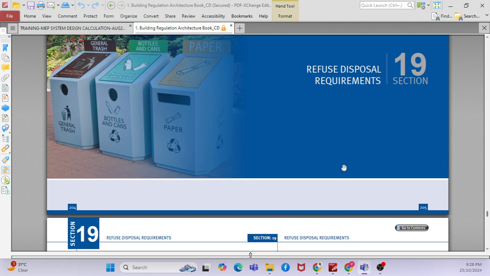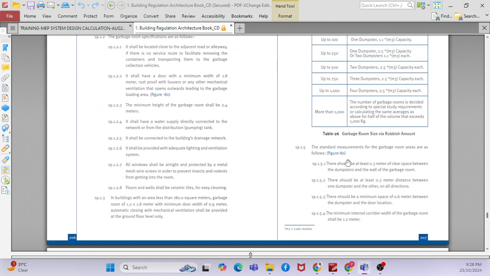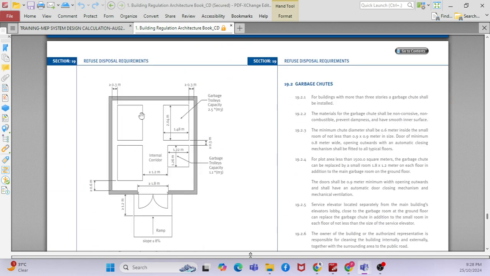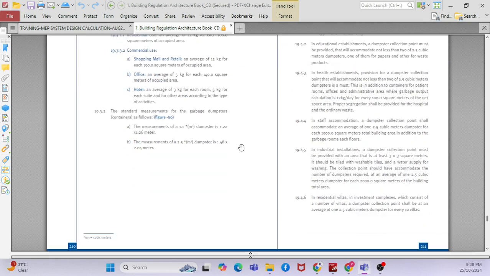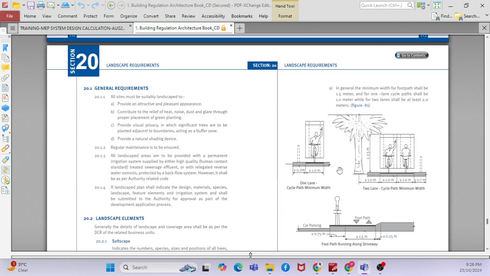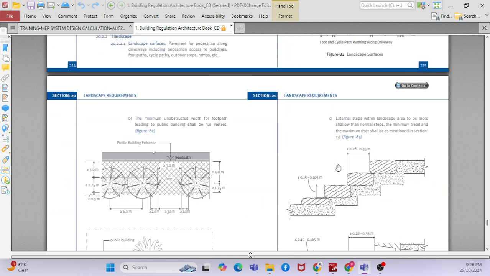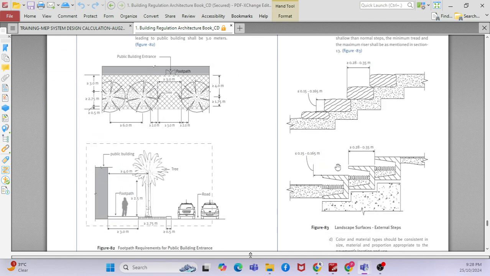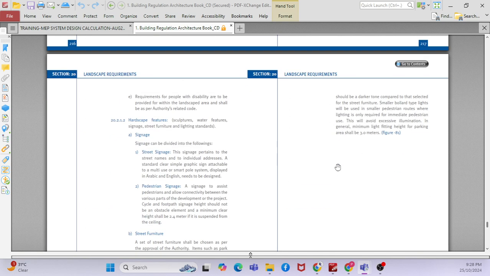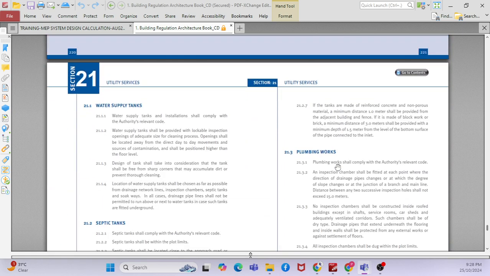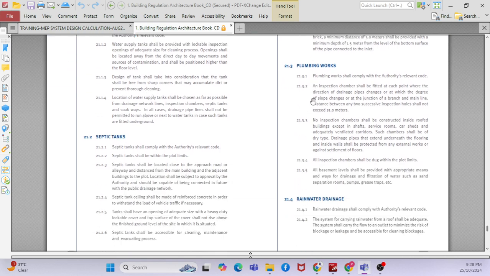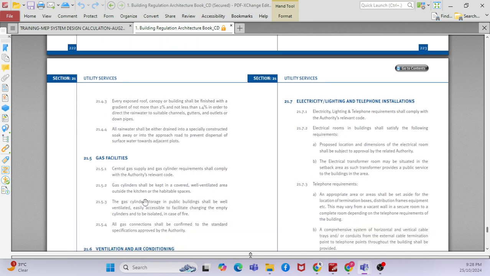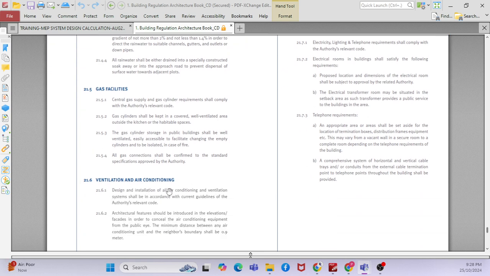Okay, refuse disposal requirements like garbage rooms: how to design the garbage rooms. Each and every building has a garbage room, right? So how to size the garbage room. Including all this, you can provide the final architectural space planning, right? Then landscape requirements, if you want to show trees on the external periphery of the building. Utility services: you have to provide water supply tanks for every building, septic tank, plumbing works, rainwater drainage, how to plan for gas facilities, electricity and lighting, telephone installations, ventilation and air conditioning requirement.